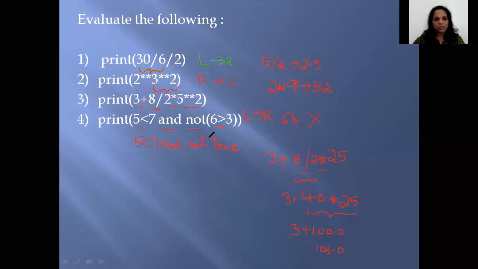So I'm left with how many operators now? Less than sign and not. So which operator has higher priority here? Less than sign. So evaluate that. So when you evaluate that, 5 less than 7. What is 5 less than 7? True or false? True. So this evaluates to a true. So I'm left with true and not true. Correct? Okay. Now you have two operators, and and not. Which is the next priority? Not.